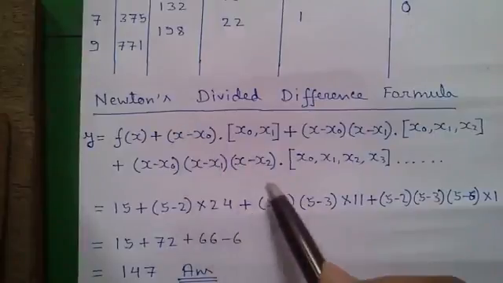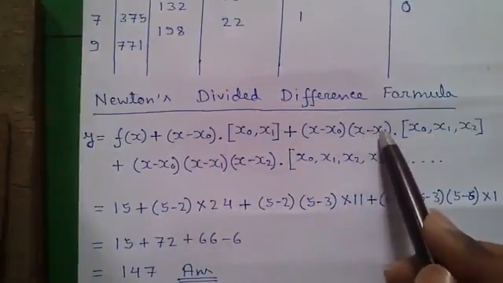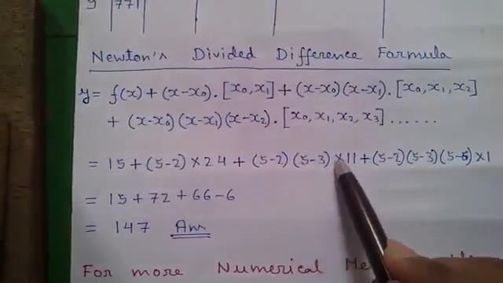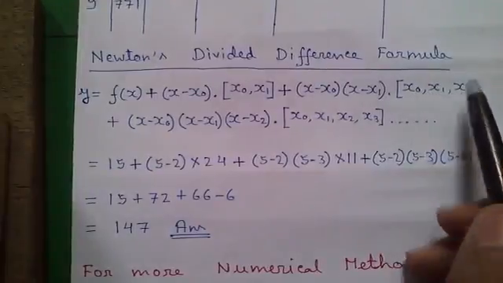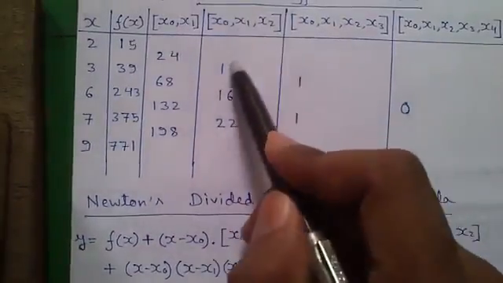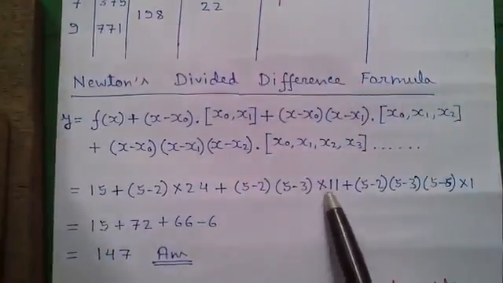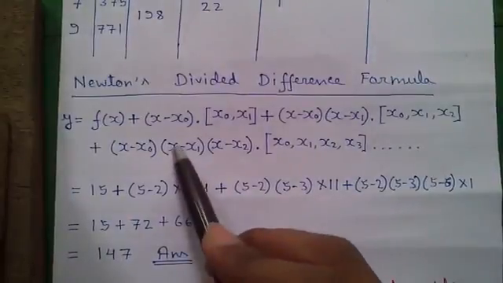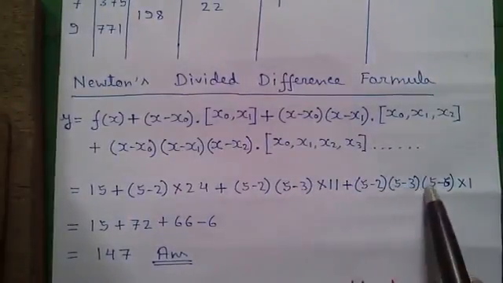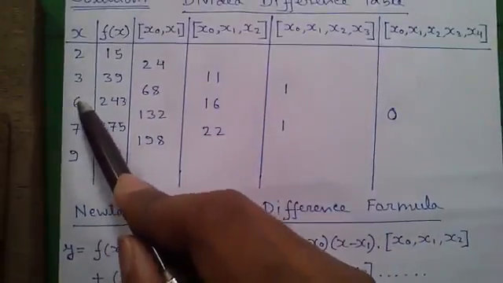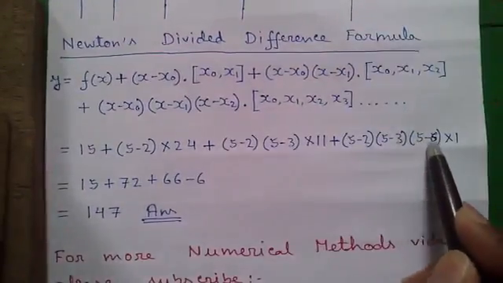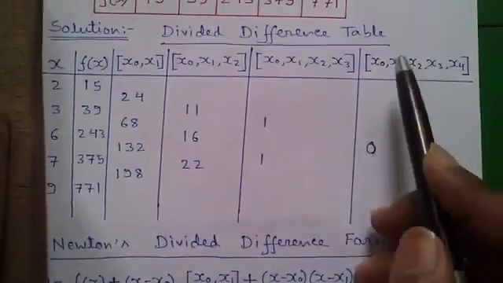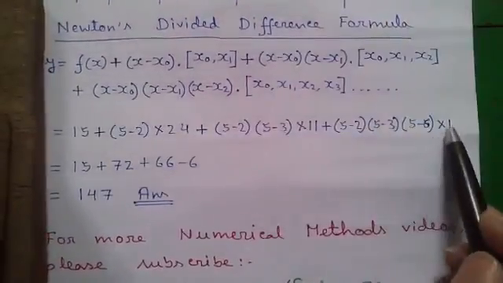x minus x0, that is common, into x minus x1. x1 is 3, into 5 minus 3 into first number in x0, x1, x2 column. So in this column the first number is 11, into 11 plus x minus x0 common, x minus x1 common, x minus x2. x2 is the third number, that is 6, into 5 minus 6 into first number in x0, x1, x2, x3 column. First number is 1, into 1.